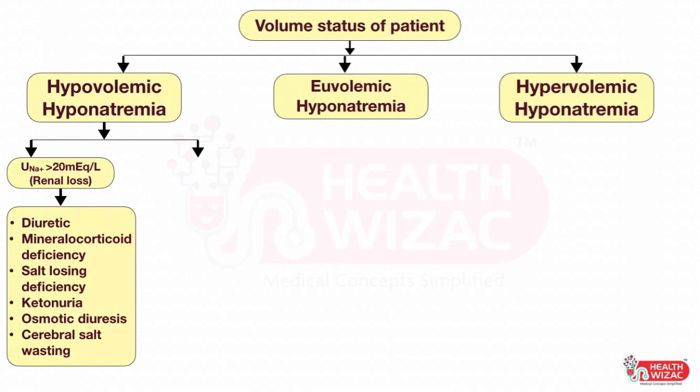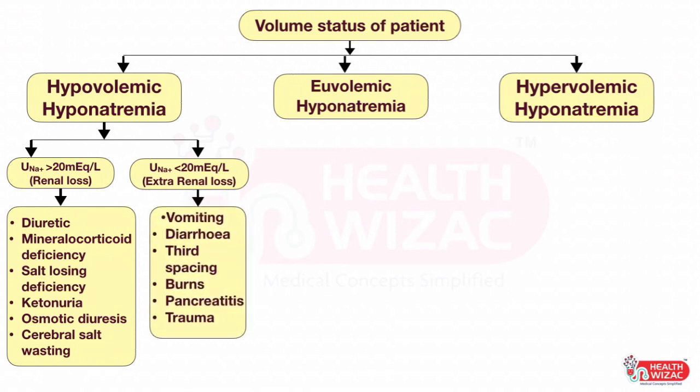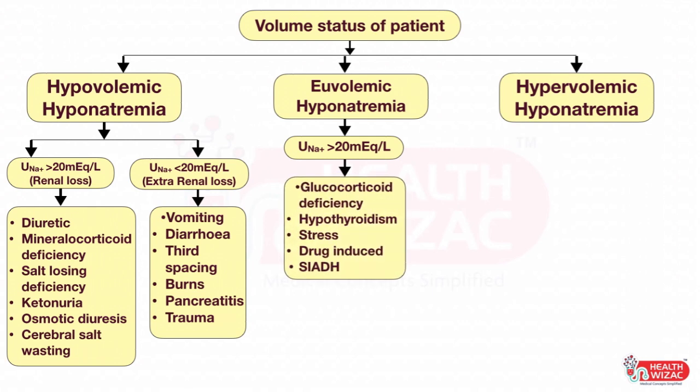Whereas if the urine sodium concentration is less than 20, then it is usually found in clinical conditions like vomiting, diarrhea, third spacing, burns, pancreatitis, and trauma. In a euvolemic patient, urine sodium concentration of more than 20 is usually found in clinical conditions like glucocorticoid deficiency, hypothyroidism, stress, drug-induced, and SIADH.